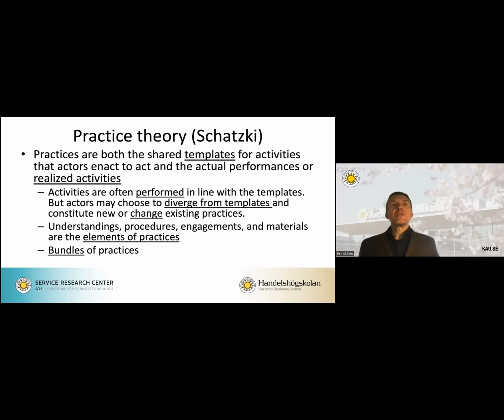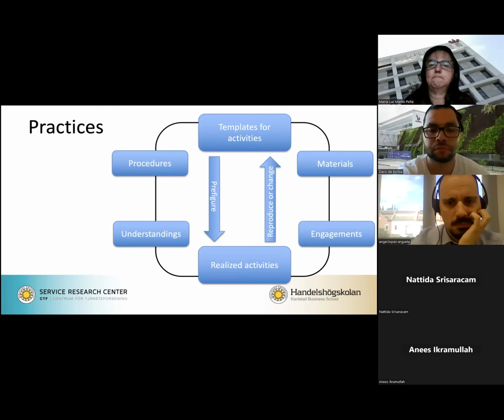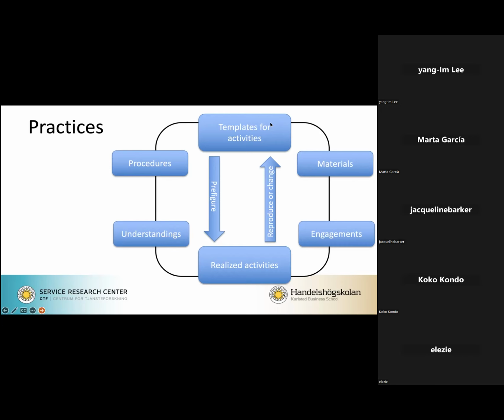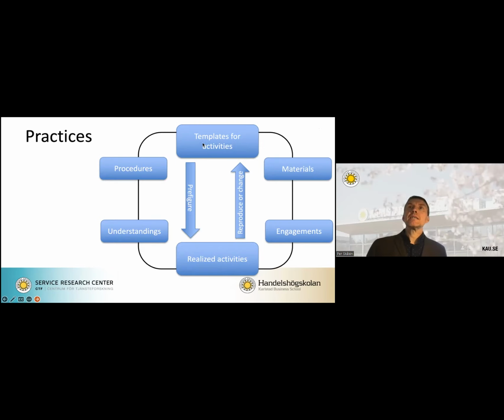Okay. So he talks about these as elements of practices, and he also says that practices are often bundled together. Many practices work together. So let me exemplify this version of practice theory for you. We have templates for activities, which are part of practices, and realized activities. These templates prefigure what we do, and the activities reproduce or change the template. So we have a kind of circulation here that can explain reproduction and change. And we also have the elements of practices, procedures, understandings, materials, and engagements, that organize this circularity. So those are the key concepts of Schatzki's practice theory.